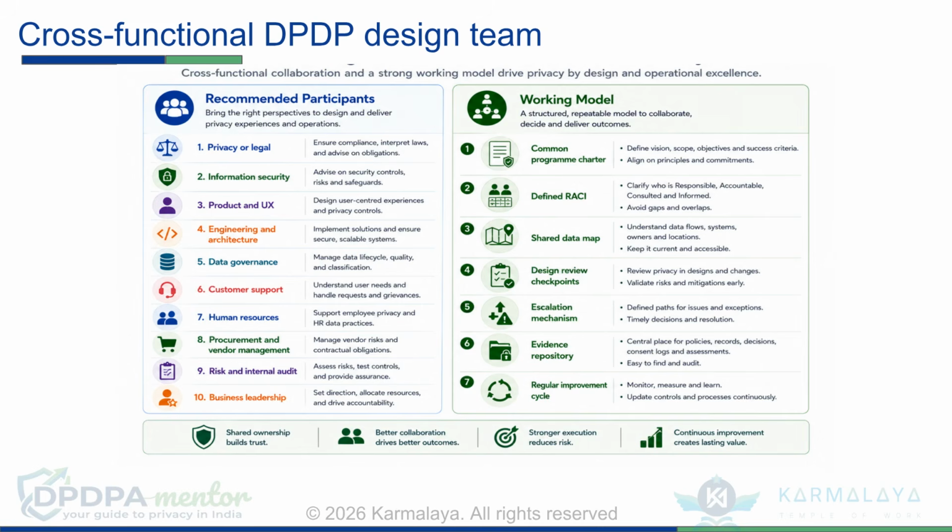DPDP cannot be implemented successfully by one department working in isolation. Legal and privacy teams interpret obligations, product and UX teams design user experiences, engineering builds the functionality, security protects the environment, customer support handles questions and grievances, procurement manages processors, internal audit evaluates evidence. The organization should establish a cross-functional working group with clear accountability.